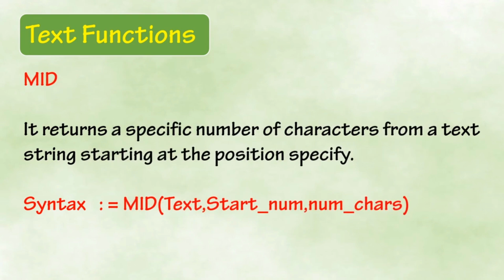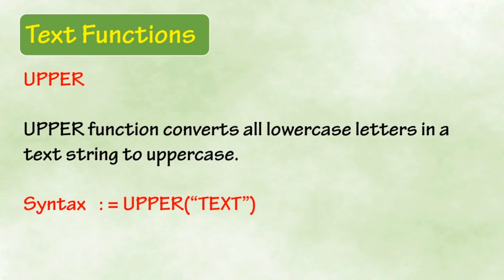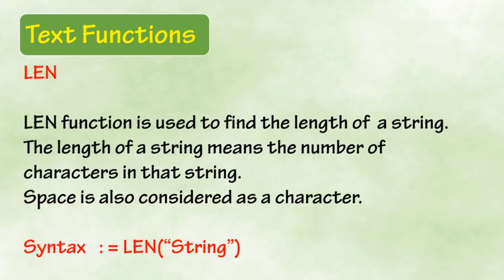Mid. This function returns a specific number of characters from a text string starting at the position specified. Lower. It converts all uppercase letters in a text string to lowercase. Upper. Upper function converts all lowercase letters in a text string to uppercase. Len. Len function is used to find the length of a string. The length of a string means the number of characters in that string. Space is also considered as a character.